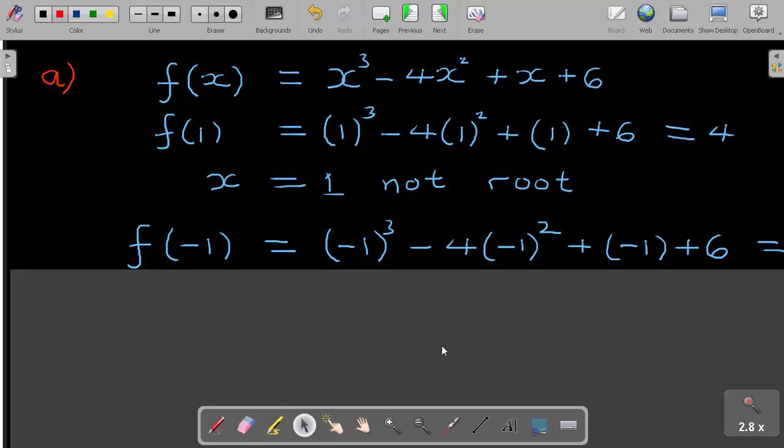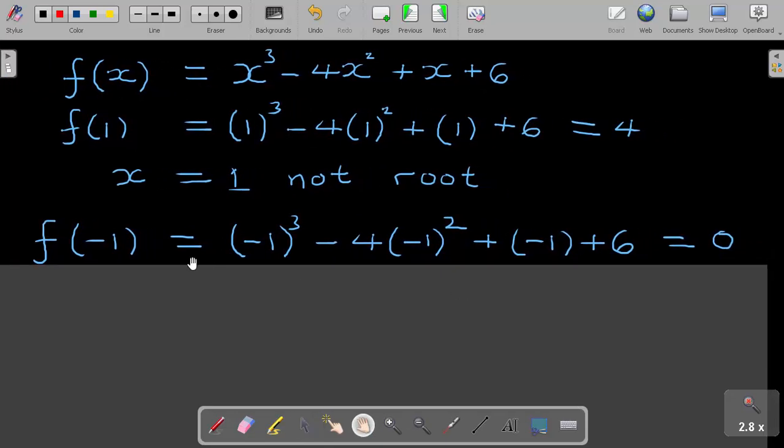Now if I happen to use my negative 1 in my function again, what happens now? Check here. If I put negative 1 here with my calculator, I'm going to get 0. Okay, so after getting 0 now, because I have a 0 here, that means at x equals negative 1, the function is cutting the x-axis, and therefore negative 1 is one of the roots I'm looking for.